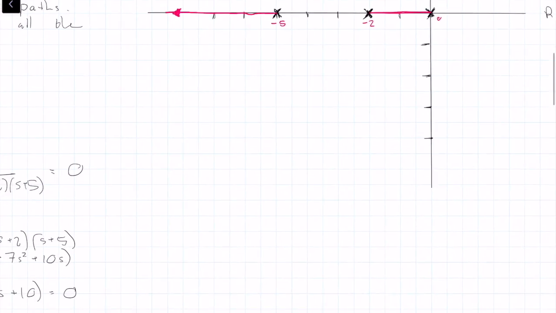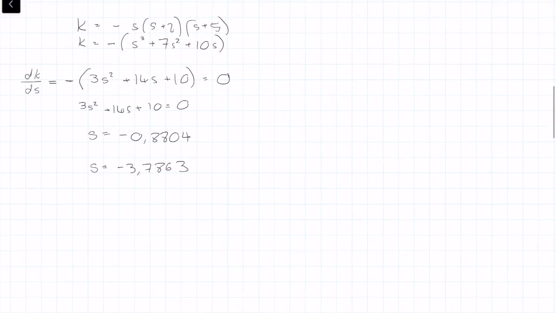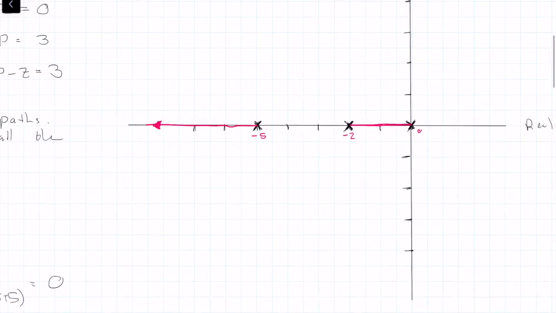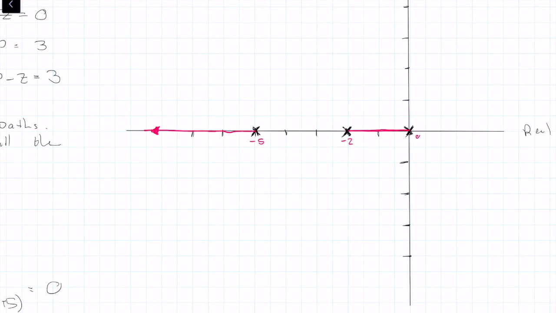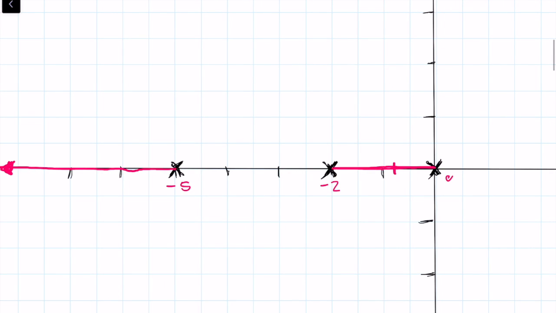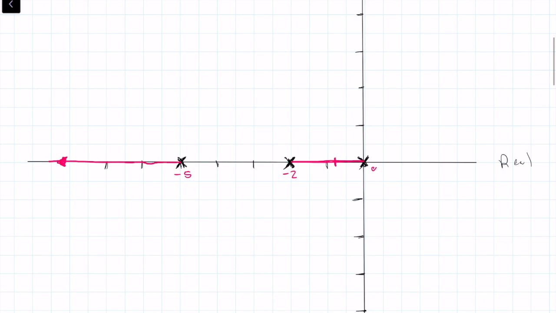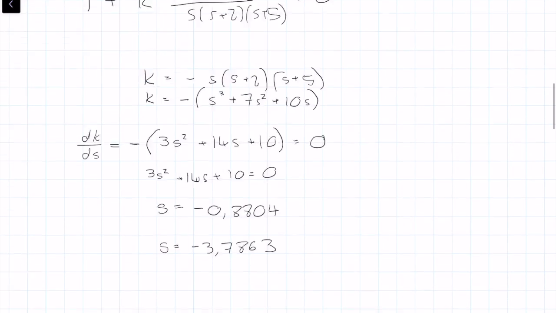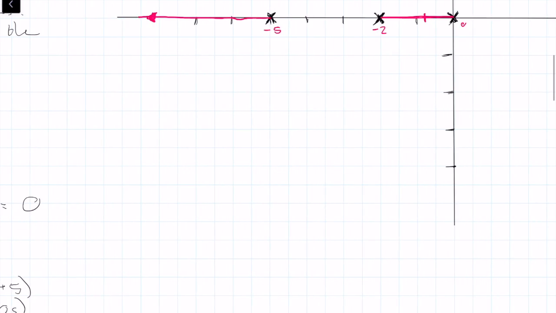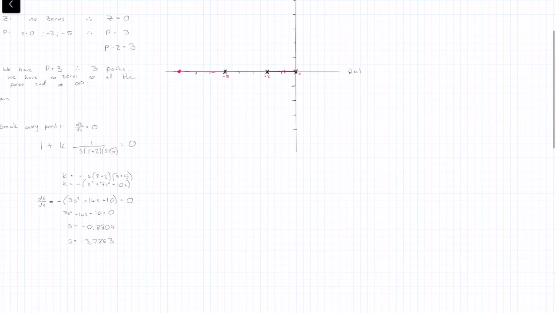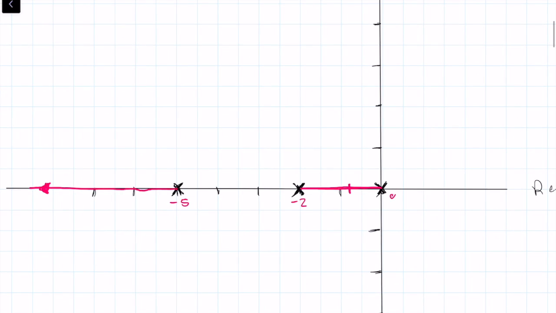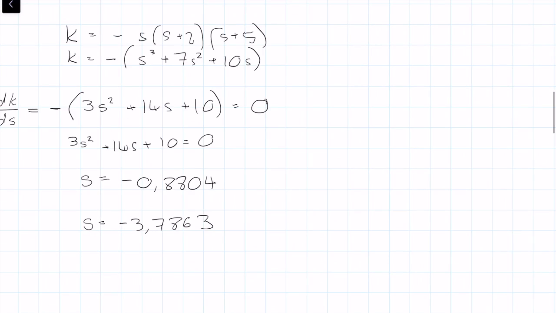So minus 0.8804 would fall somewhere here, which would be between 0 and minus 2, so let's say it's right there. And the other one is minus 3.7, which would be somewhere here, which is not on our loci and therefore doesn't make sense for the breakaway point to be there. So this one is not applicable.